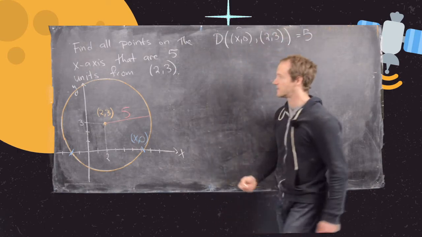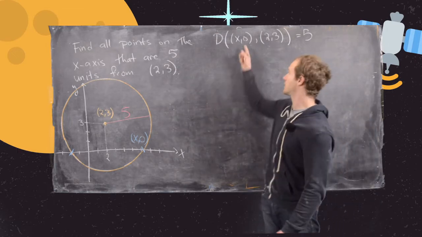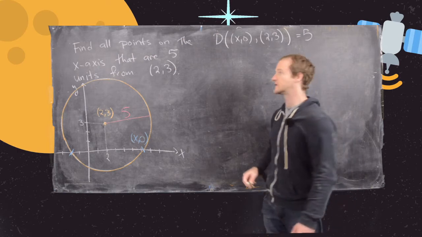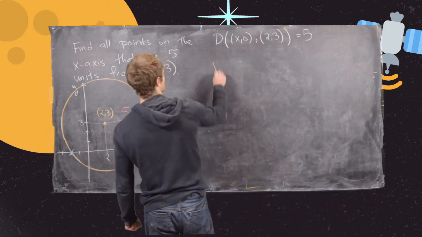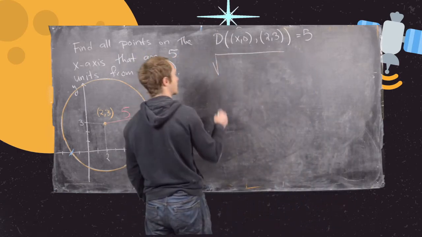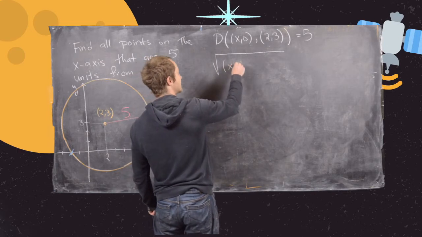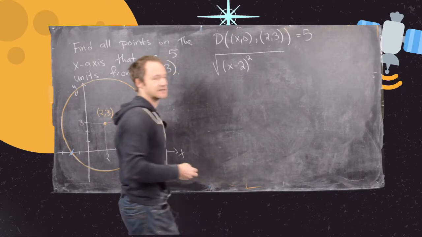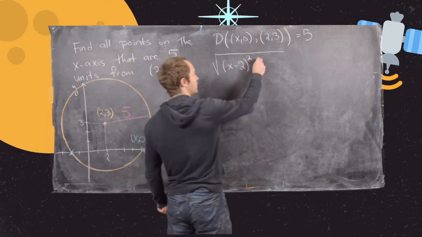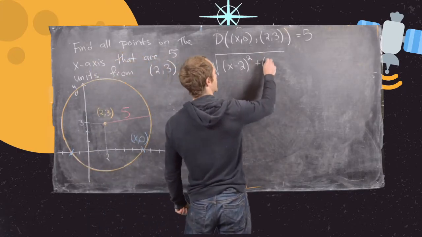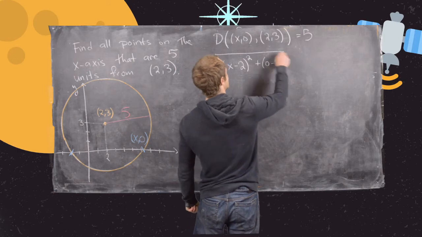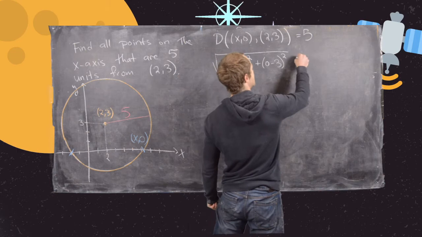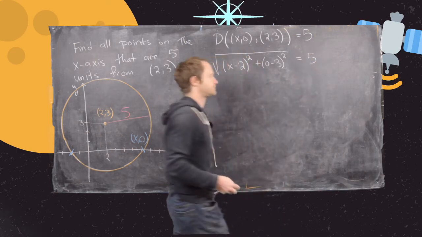equal to 5? So when is the distance from (2, 3) to an arbitrary point on the x-axis equal to 5? So again, we'll use the distance formula here. So let's recall that the distance formula is the square root, and then we do the difference of the x-coordinates squared. So we have (x minus 2) squared plus the difference in the y-coordinates squared. So there we've got (0 minus 3) squared, and now this is going to be equal to 5.